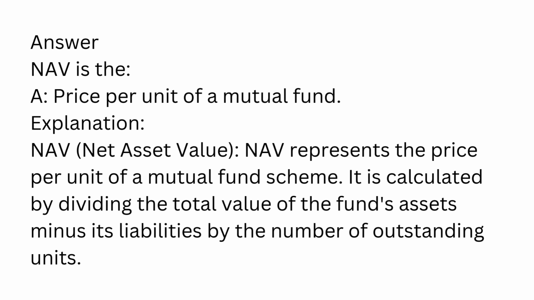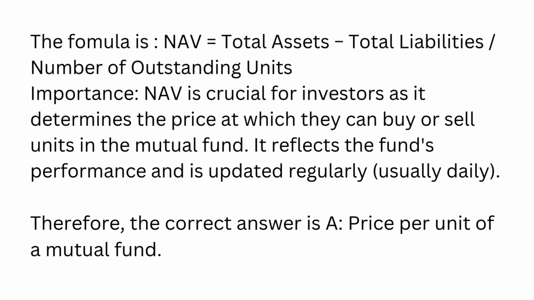It is calculated by dividing the total value of the fund's assets minus its liabilities by the number of outstanding units. The formula is NAV equals total assets minus total liabilities divided by number of outstanding units. Importance: NAV is crucial for investors as it determines the price at which they can buy or sell units in the mutual fund. It reflects the fund's performance and is updated regularly, usually daily. Therefore, the correct answer is A. Price per unit of a mutual fund.